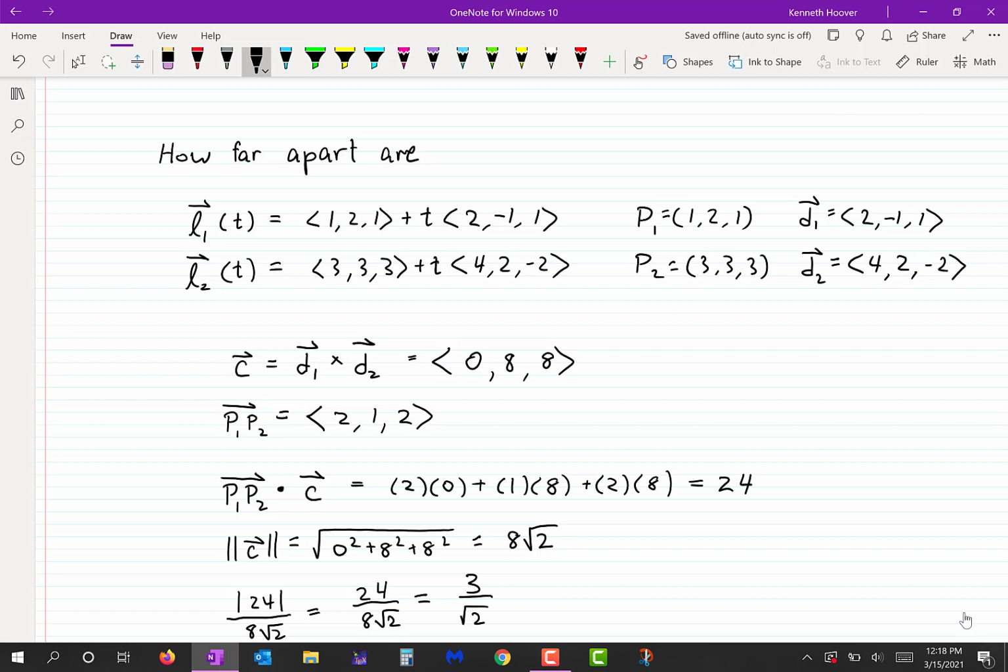Or if you don't like square roots in your denominator, that would also be the same thing as 3 root 2 over 2, if you prefer that. That's the distance between the two lines at their closest point. If the lines actually were intersecting each other, then that distance would have come out to be 0.